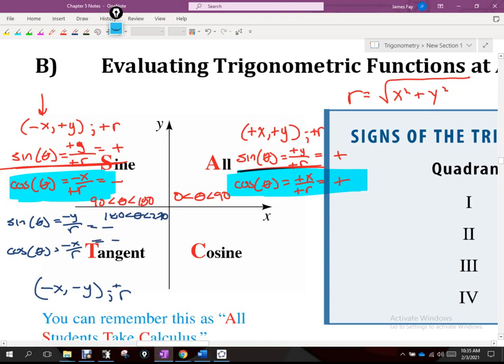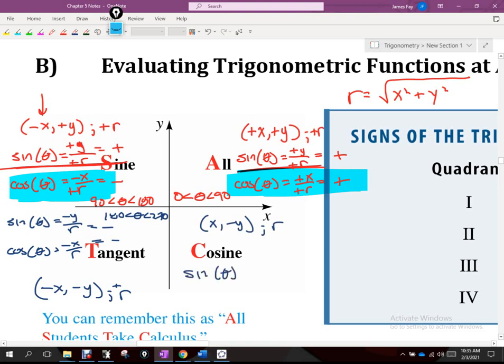But tangent is the quotient of those two things, sine divided by cosine. So tangent would actually be positive in the third quadrant, right? And for the same relationship, it's going to be a positive x, negative y over here.